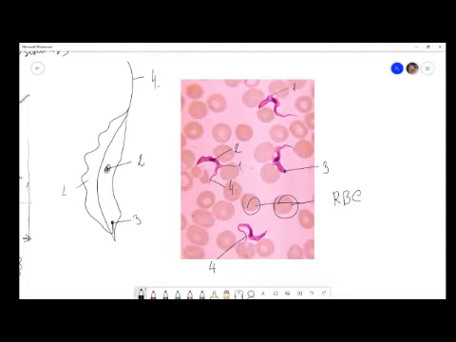As you can see, these cells are like other cells of eukaryotic organisms, or eukaryotic cells. This organism has a nucleus. And in a photo of this organism in blood, you can see in number two, there is a cell.